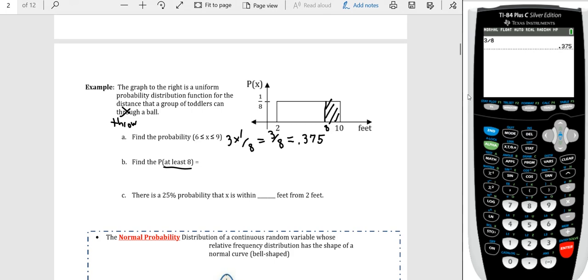So 8 to 10, that has a width of 2 times a height, which is the same as the previous one, 1/8. So that should give me an area of 2/8, or 2/8 in your calculator should give you 0.25.